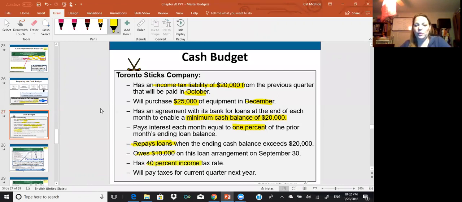We have a 40% income tax rate, and we're going to pay our taxes for the current quarter next year. Okay, I know, a lot of information.